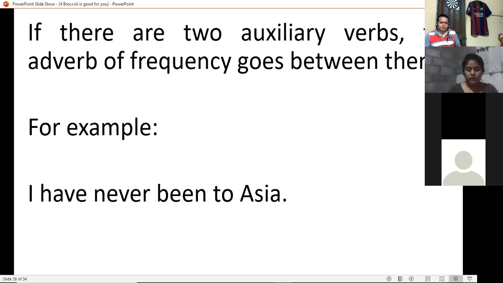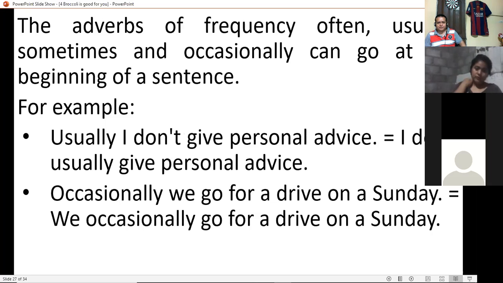Cool. ¿Quién sigue? Waldir, can you read this part? Okay. If there are two auxiliary verbs, the adverb of frequency goes between them. For example, I have never been to Asia. ¿Cómo era? Asia. Okay. Good. Let's see. Todos.